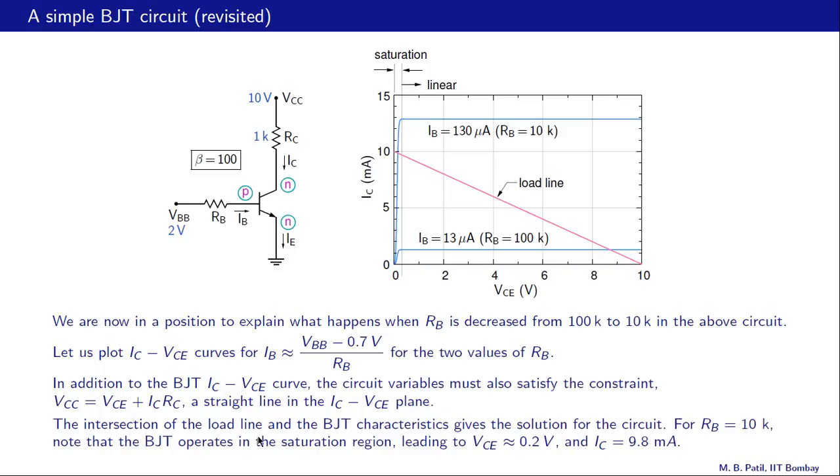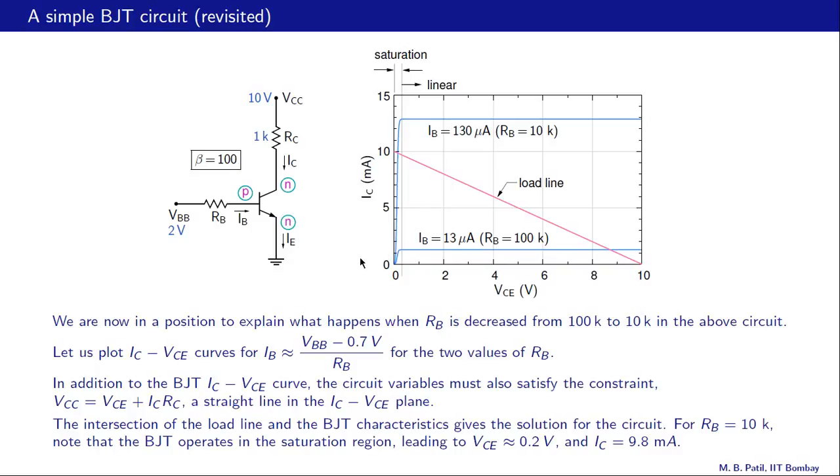The intersection of the load line and the BJT characteristics gives us the solution for the circuit, and that is because the solution has to satisfy the load line constraint as well as the constraint imposed by the transistor IV, and that constraint is given by this curve for RB equal to 100K and by that curve for RB equal to 10K. Now for the first case, RB equal to 100K, that intersection is somewhere here, and as we have seen earlier, the solution is VCE equal to 8.7 volts and IC equal to 1.3 milliamps.